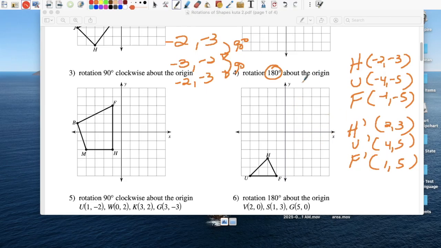And because they land in quadrant 1, and in quadrant 1, both X and Y coordinates are positive. So here are my points. So 2, 3, H prime. U is 4, 5, right here. And then F is 1, 5. There's your triangle right here. Okay.